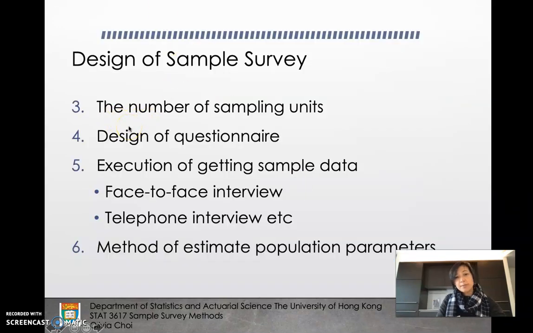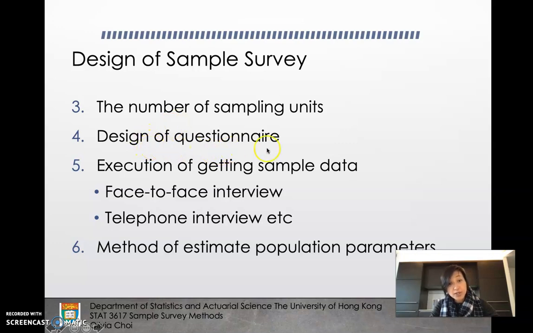Thirdly would be the number of sampling units. Depending on our bounds of error or tolerance level, we can determine the sample size. Of course, the higher the sample size that we can afford, the more precise an estimate we will obtain. But the cost of conducting a sample survey is another concern, so we need to limit our number of sampling units. We can calculate that depending on our requirement.